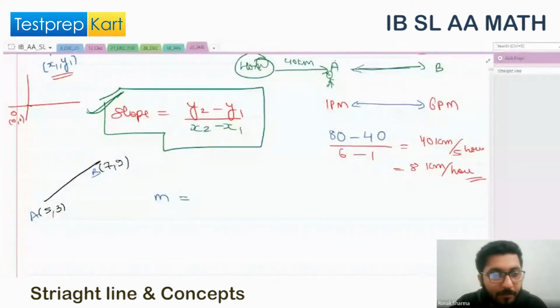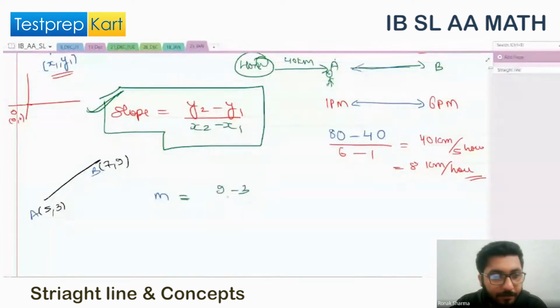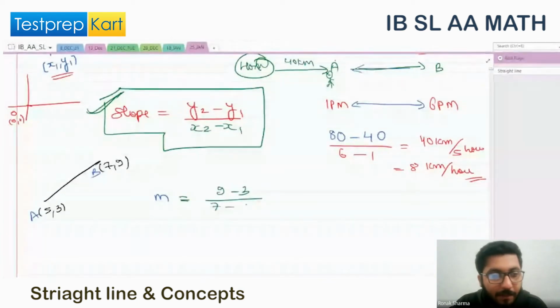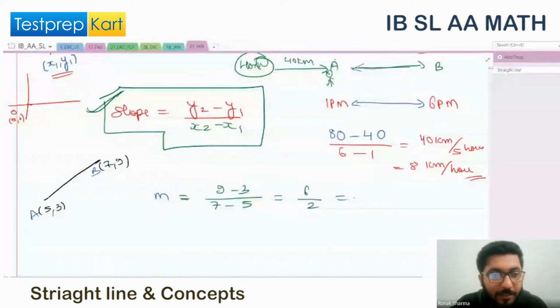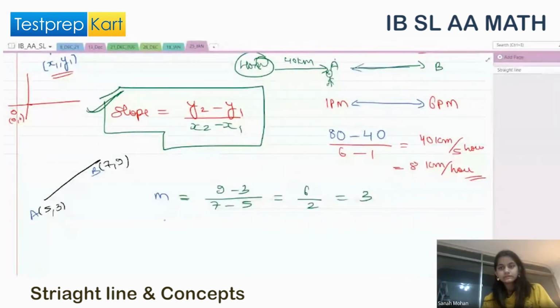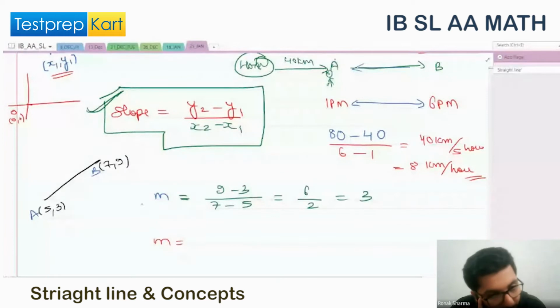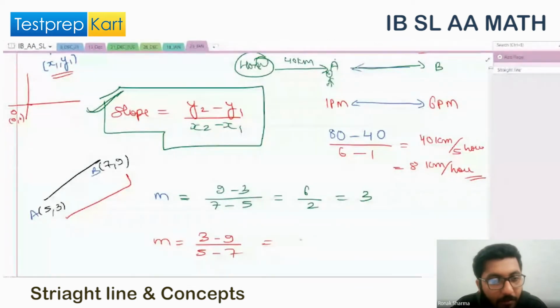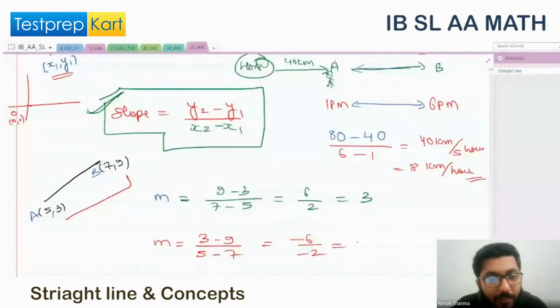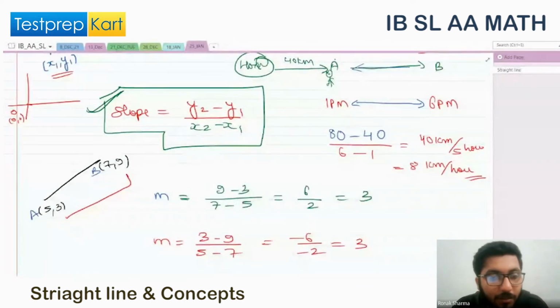So m will be what? 9 minus 3, 7 minus 5, right? That is 6 by 2, that is 3. Got it? But you can calculate it in other way also. 3 minus 9, 5 minus 7. So minus 6 by minus 2, so again getting 3. What is the difference between both the calculations?